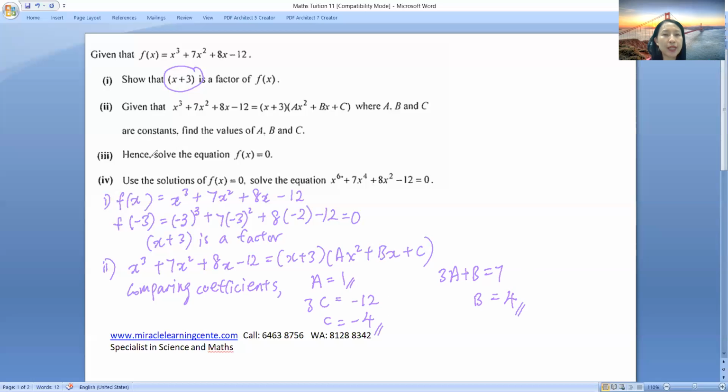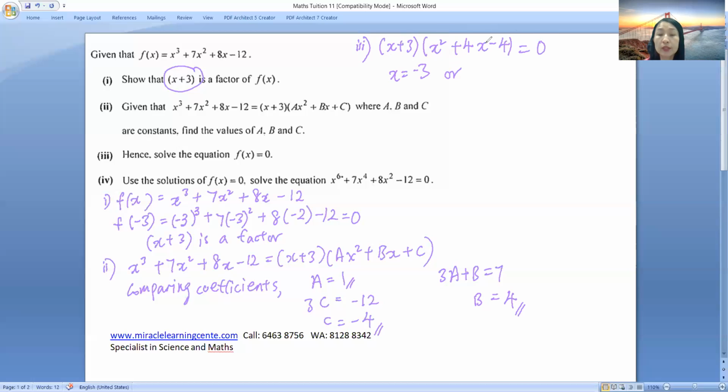Then the third step: hence solve the equation f(x) equals 0. So now we know this whole thing equals 0. Okay, so I'll write it over here. So I substitute in the values for a, b, c. I know x plus 3 is a factor, so x equals minus 3, or this other factor equals 0.